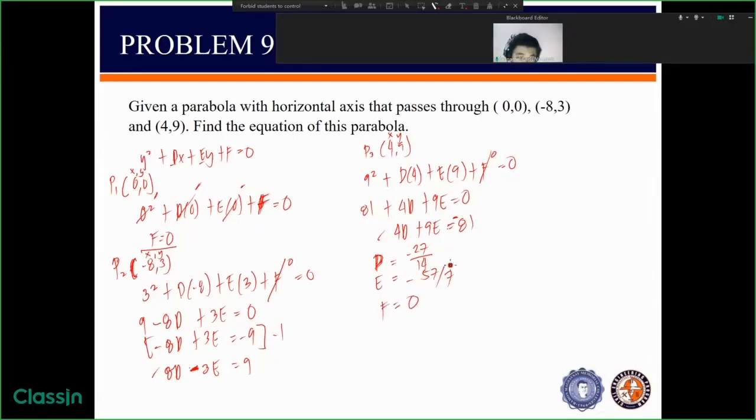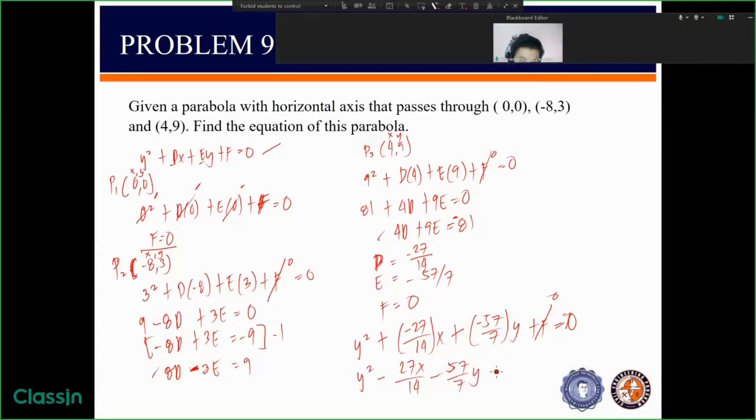Then, we just have to substitute these coefficients that we got into the general equation of the parabola, which is this. We have y squared plus d, which is equal to negative 27 over 14 x, plus e, which is equal to negative 57 over 7 y, plus f equal to 0. Our f is 0, so we remove it. So, we have y squared minus 27x over 14, minus 57 over 7 y equal to 0.